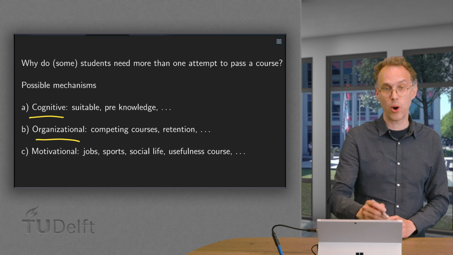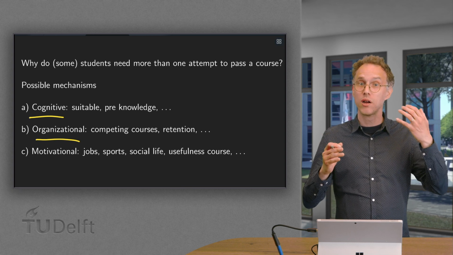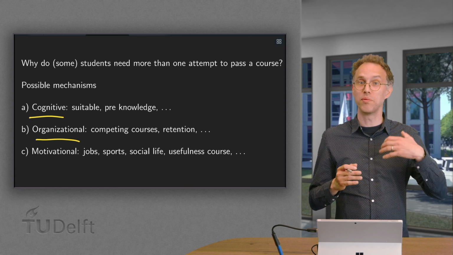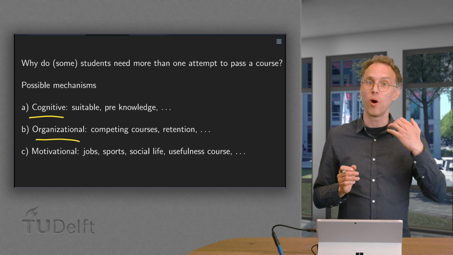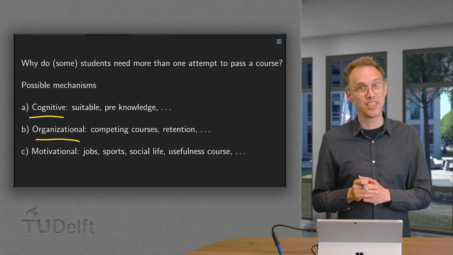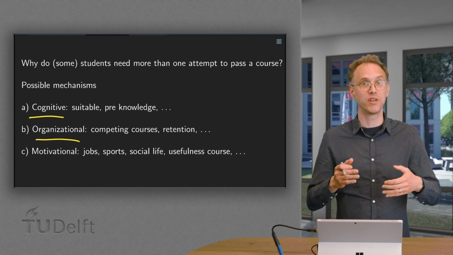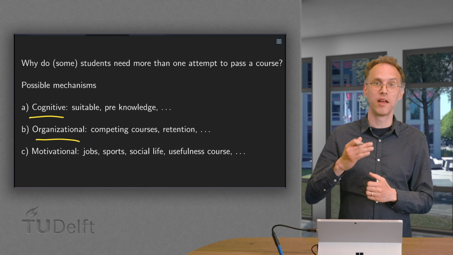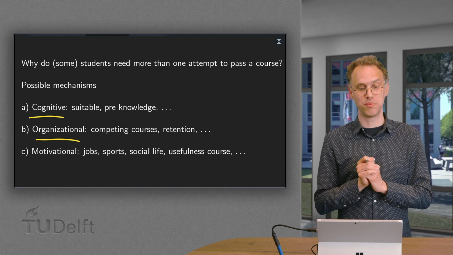Then there are organizational mechanisms. Maybe in the same quarter there are competing courses, giving them a lot of homework so they don't have enough time for the course. Or maybe there's a problem with the retention, also related to the pre-knowledge. They do not know the material which is required for the course. And you can probably think of many more organizational mechanisms.